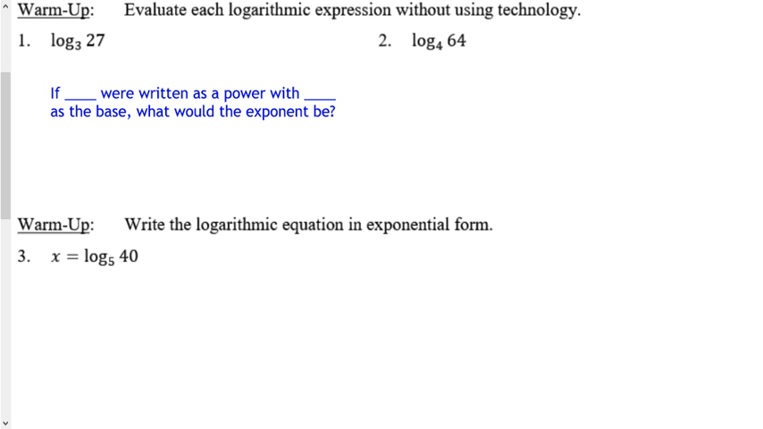Here are the words that go through my head as I think about doing a question like this. I have log base 3 of 27. What this logarithm is saying is, if 27 were rewritten as a power with 3 as the base. Remember that this subscripted 3 is the base for the logarithm. So if 27 were written as a power base 3, what would the exponent be? That's what the logarithm is telling me.